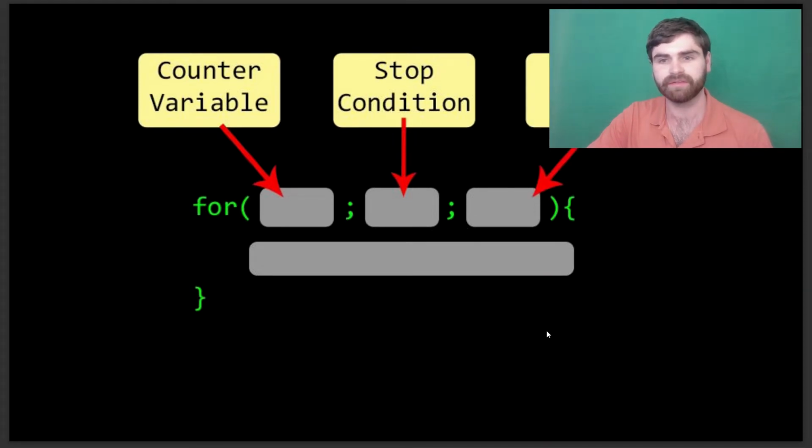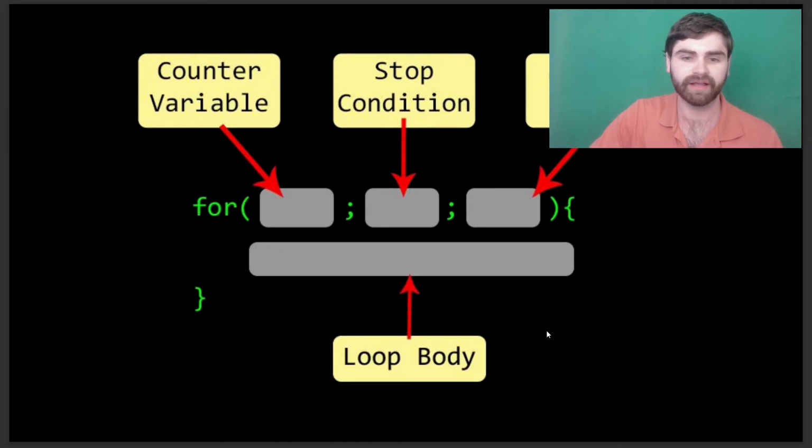Then over here we've got the step size. This is how much you want to increment the count each time. Do you want the counter to go up by 1? Do you want it to go up by 2? You've got a lot of flexibility here. You can even have it go down if you want. It doesn't always have to go up.